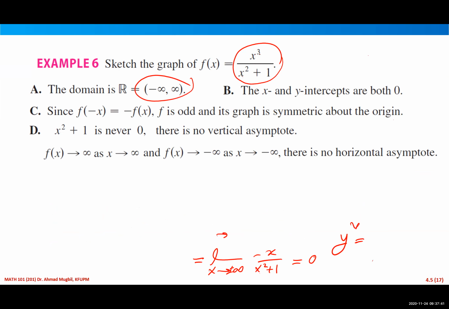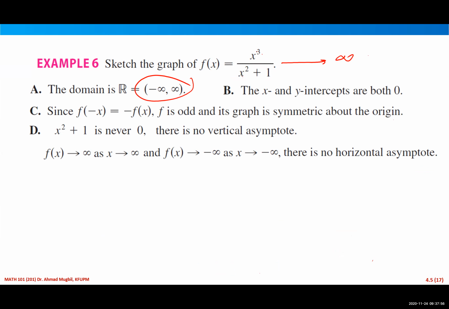If x goes to infinity, this is positive. Don't worry about that. When x goes to infinity, this will go to infinity. The degree here is greater, so it will go to infinity. And when x goes to negative infinity, it will go to negative infinity because of x cubed, because this will be negative. Negative infinity over positive infinity will be negative infinity in that case. So there is no horizontal asymptote because it doesn't go to a specific number.